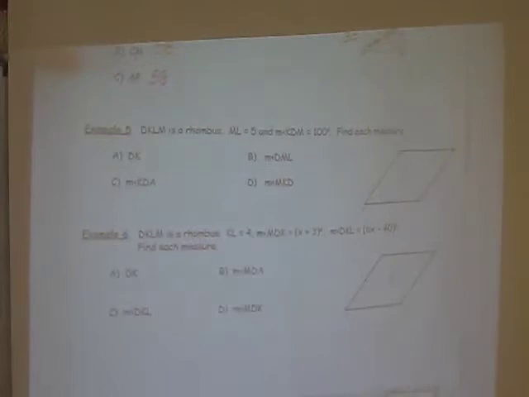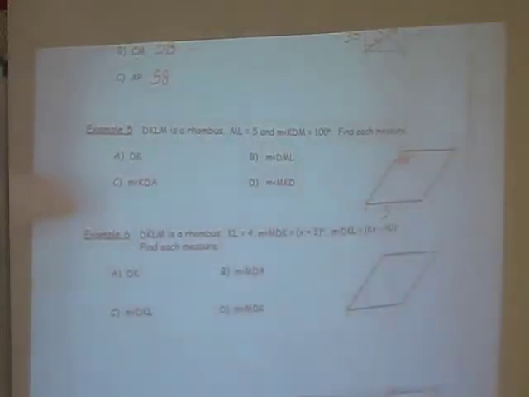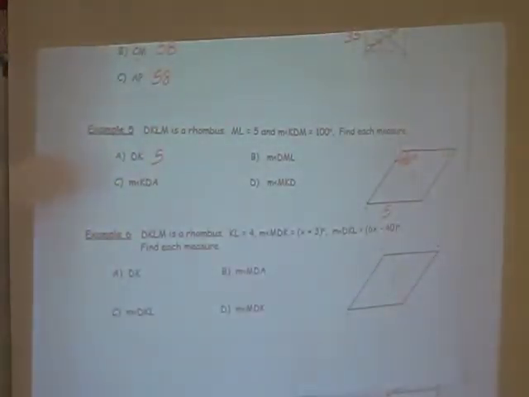The next two examples are rhombuses. ML is 5, and angle KDM right here is 100 degrees. And we first of all have to find DK. Opposite sides are congruent, so that is also 5.